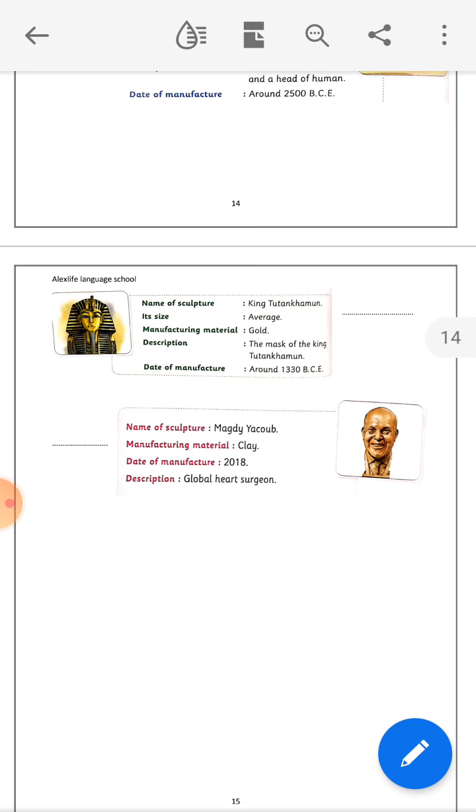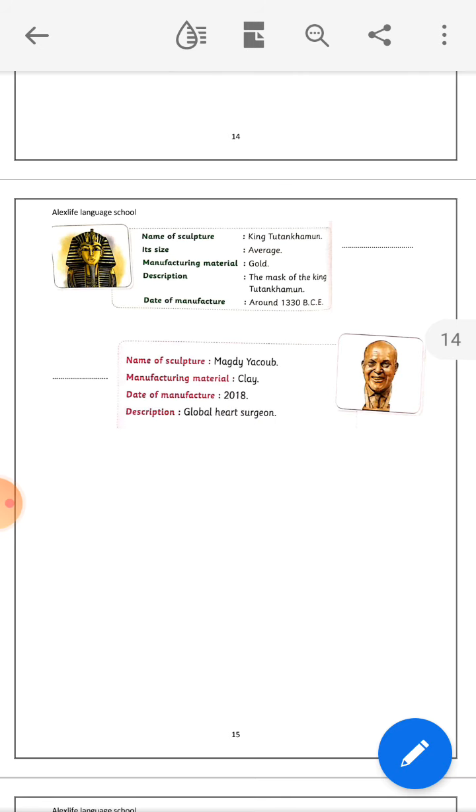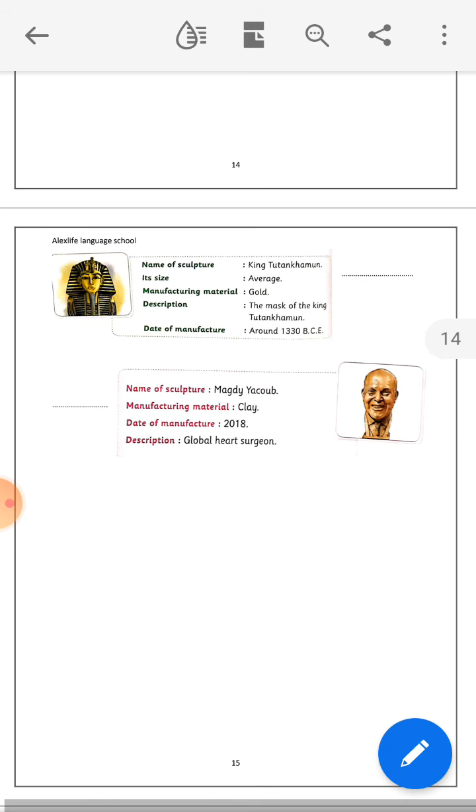Well, the third one is a sculpture of Tutankhamun, an old king in ancient Egypt. The size was average, not very large, not very small. Manufactured from gold. Yes, a very valuable metal. Description: the mask of King Tutankhamun. Date of manufacturing around 1330 BCE, and we said that BCE means before common era or before Christian birth. So this sculpture was made before Christian birth by 1330 years. So what do you expect? Is it a modern sculpture or an old sculpture? Old, before Christian birth by 1330 years.